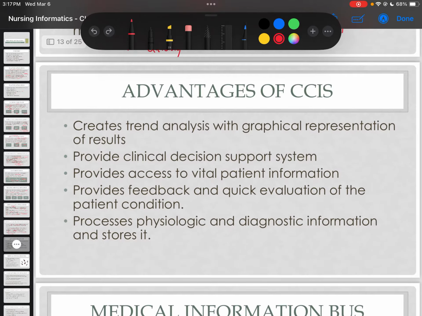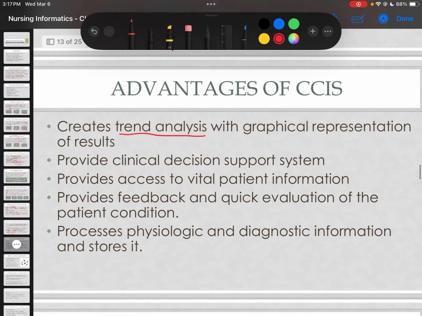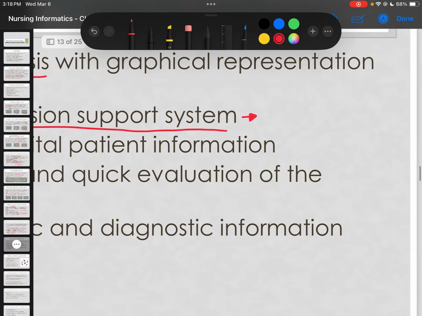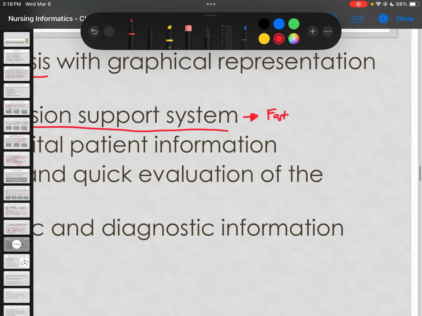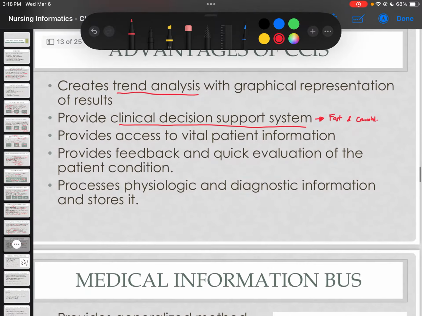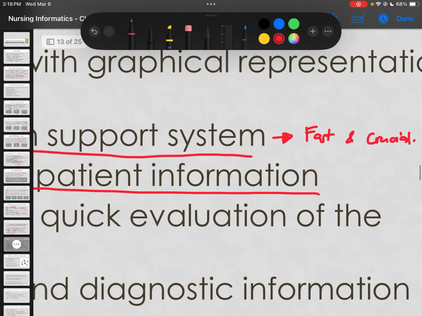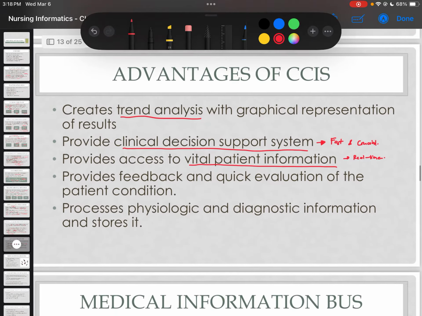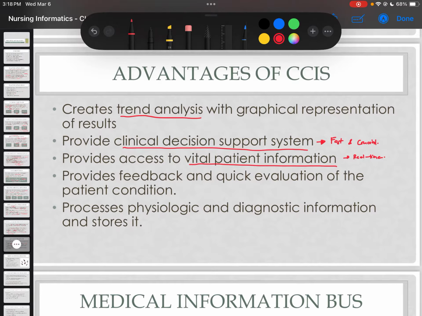So here are the advantages of the critical care information system. Number 1, it creates trend analysis, di ba? Nagstorya ta ganiha kato atong historical data, no? With graphical representation of the results. It provides a clinical decision support system. Very useful class since everything in the ICU is fast and crucial. We need support when it comes to decision making. It provides access to vital patient information. As we've said, it has to be real time. It provides feedback and quick evaluation of the patient's condition, and processes physiologic and diagnostic information and stores it. Mao na ni siya ato gitawag nga electronic health record.